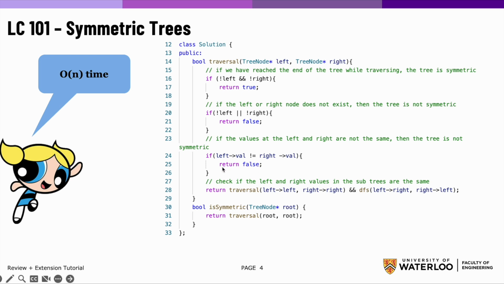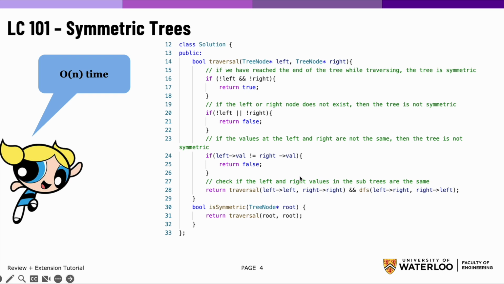And the final if statement is to check if the current values of the left and right nodes that we're comparing are the same. If they're not the same, then obviously we return false because it's not symmetric. Otherwise, we continue traversing to the next level, so left to the left and right to the right.